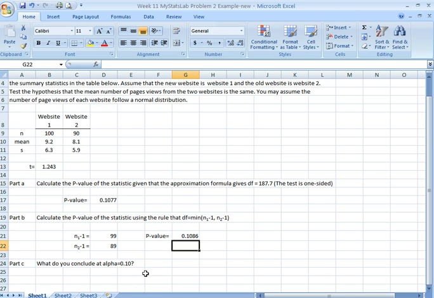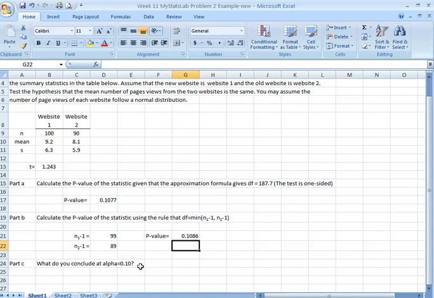So only one piece left here. What do you conclude at alpha of 0.10? Well, we know from our reading that we reject the null hypothesis if the p-value is less than or equal to alpha. And we fail to reject the null hypothesis if the p-value is greater than alpha. Well, our alpha is 0.10. Our p-values either way are 0.1077 or 0.1086. So both of these being very, very slightly larger than 0.10.